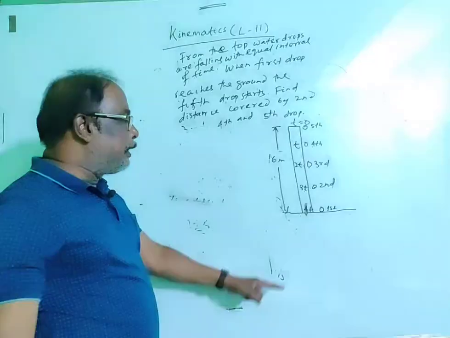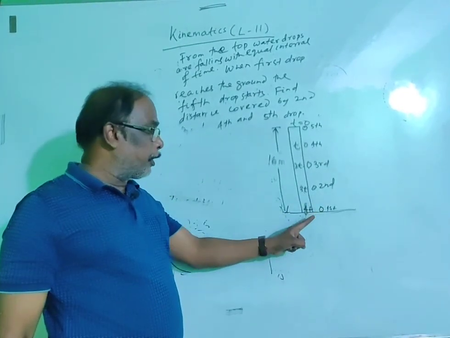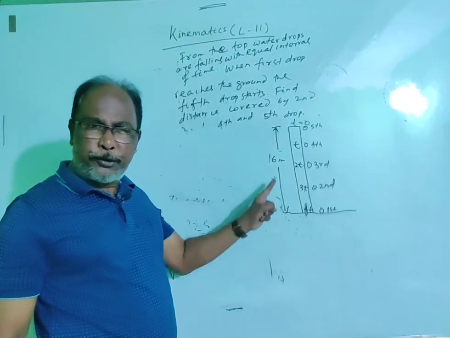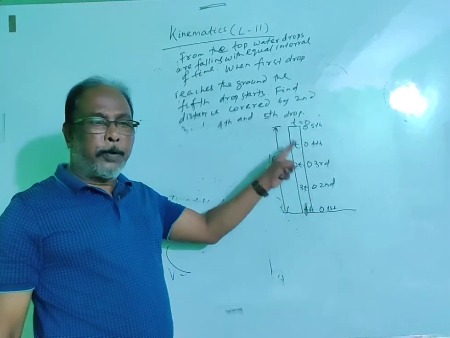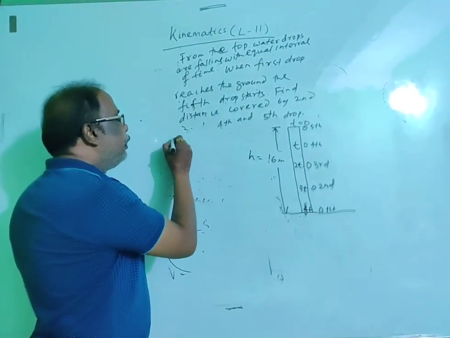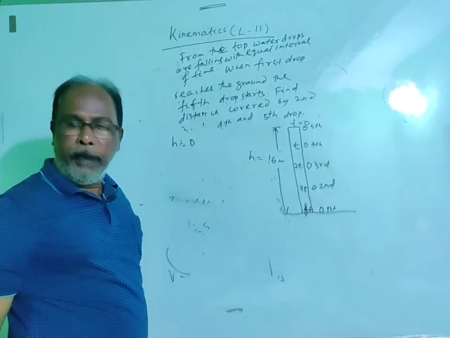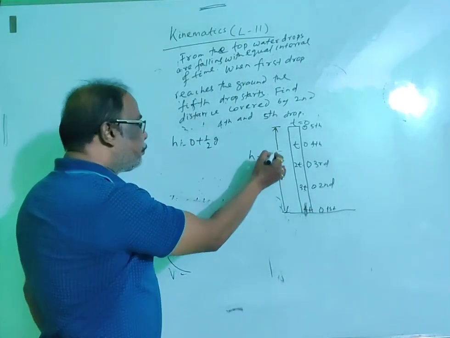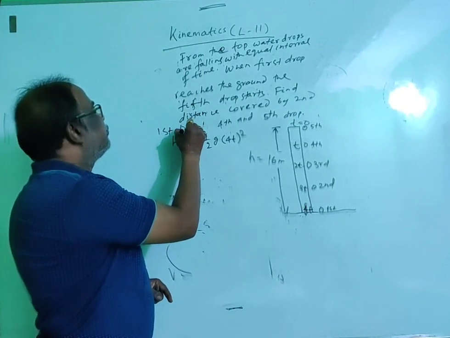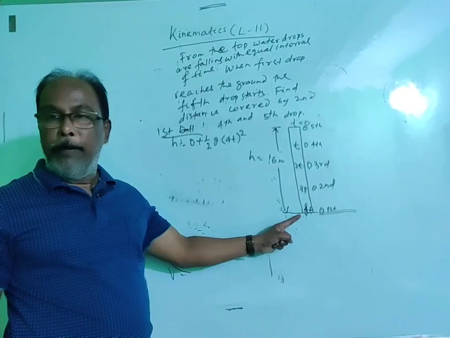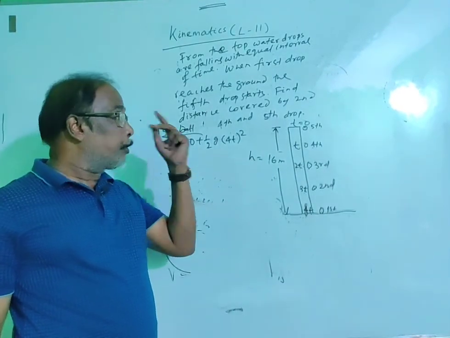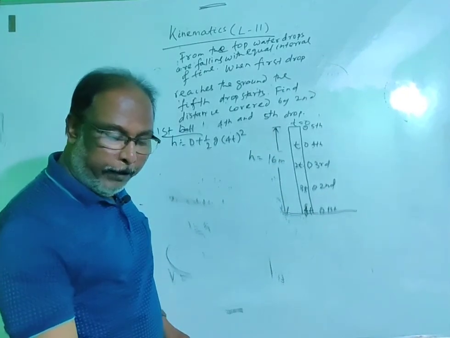These are the sequences. The distance traveled by the first ball is x. See here. Is it clear? So the distance traveled by the first ball is h, means h is equal to initial velocity 0, ut, plus half gt square. The first ball has traveled for time 4t, initial velocity 0. Then h is equal to ut plus half gt square. Is it clear? Then the first ball has traveled a distance h. H means 16 meter. Is it clear?